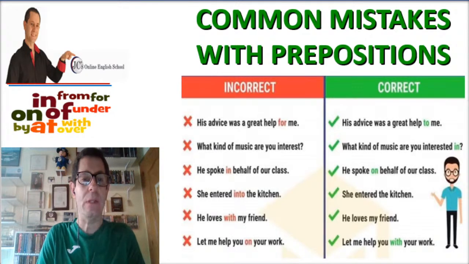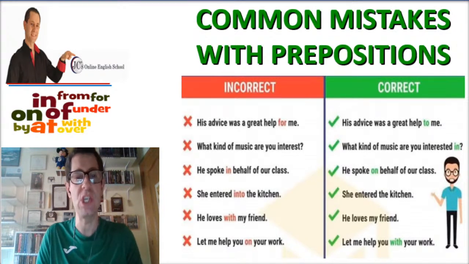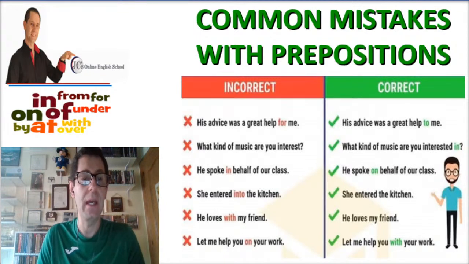She entered into the kitchen. You don't need the preposition here. The verb entered is enough. So you don't need anything here. So the correct one is she entered the kitchen. She entered the kitchen. Next one.